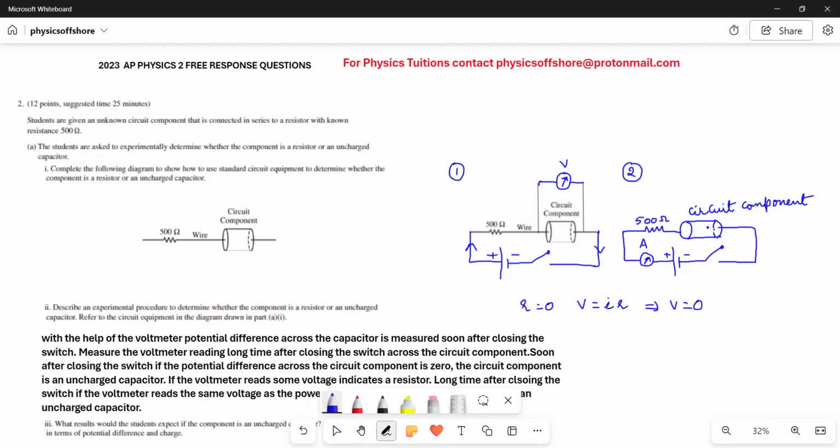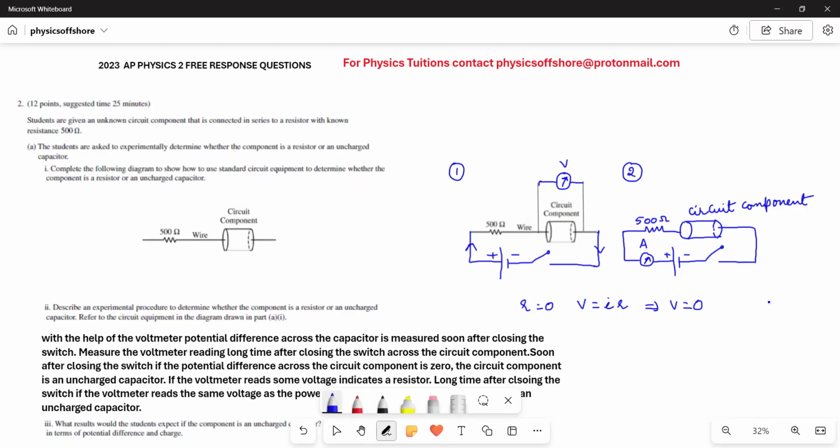Suppose it is a resistor, the current will be the same, no? Whatever the resistance may be, it will stay the same. Soon after closing the switch and after a long time after closing the switch, the resistance will not change. Therefore, the ammeter reading will be the same.